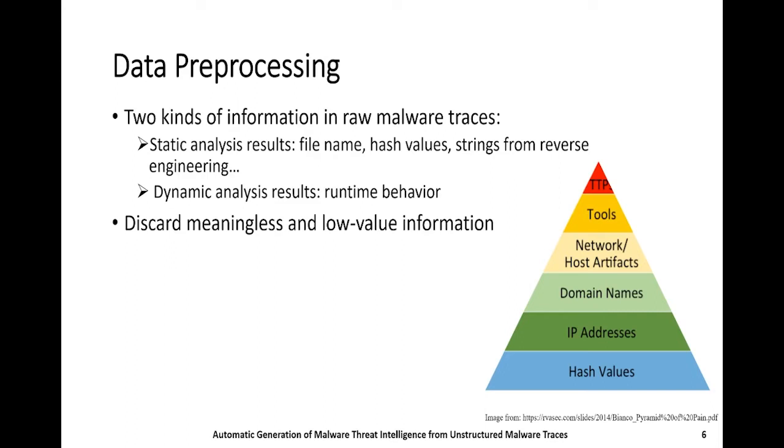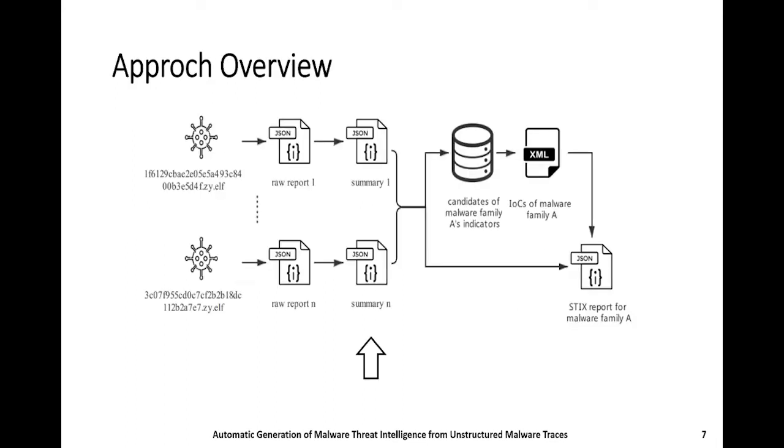To generate an understandable and robust IOC, we discard those useless and low-value analysis results in the data pre-processing phase. After data pre-processing, we obtain a shorter version of malware traces, leaving only strings that can better characterize the behaviors or features of malware.